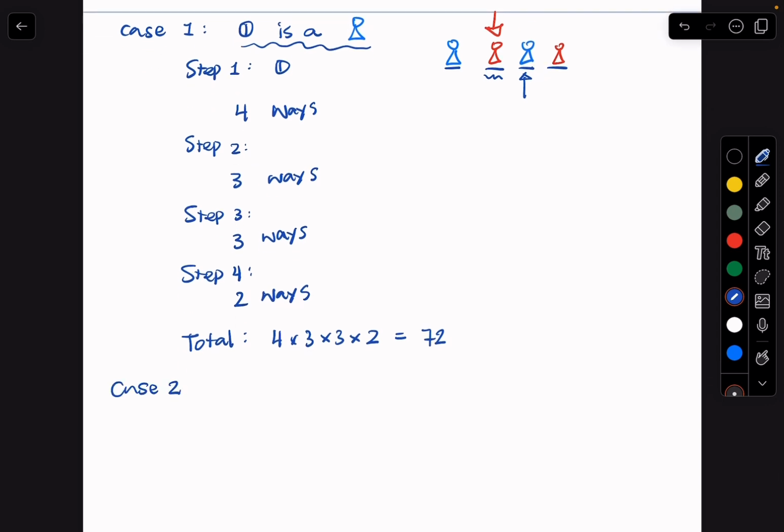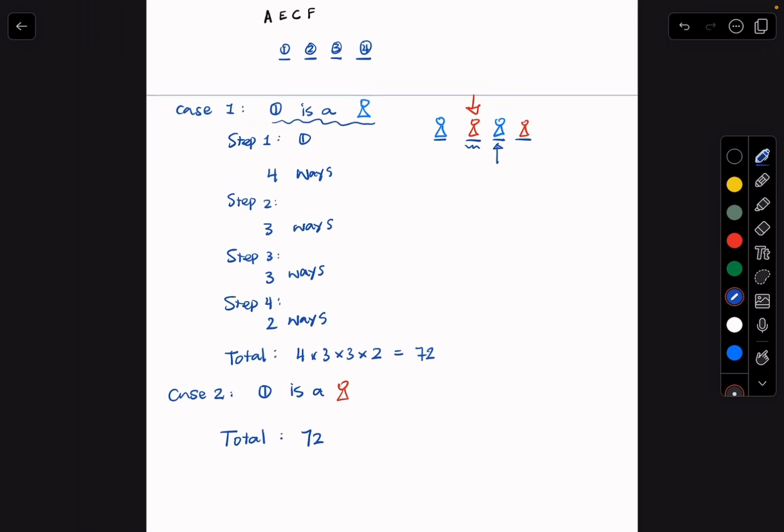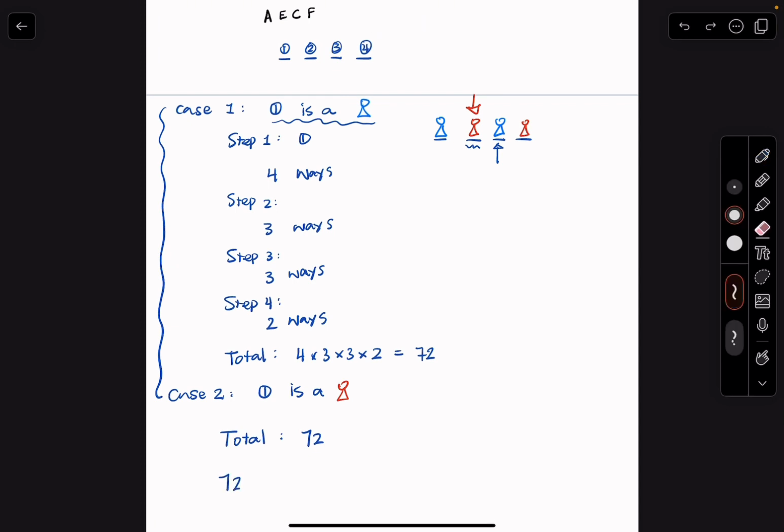And now we should consider our case 2. In case 1, the first place is a boy, so in case 2, the first place is a girl. This case is very similar to case 1, where you apply exactly the same idea, so I want you to try this case yourself. Okay, so here is the answer. I hope you get 72 as well for this case. Finally, to finish up this question, we simply add the 2 cases together. In the first case, I have 72 ways, and in the second case, I have 72 ways as well. So in total, I will have 144 ways.